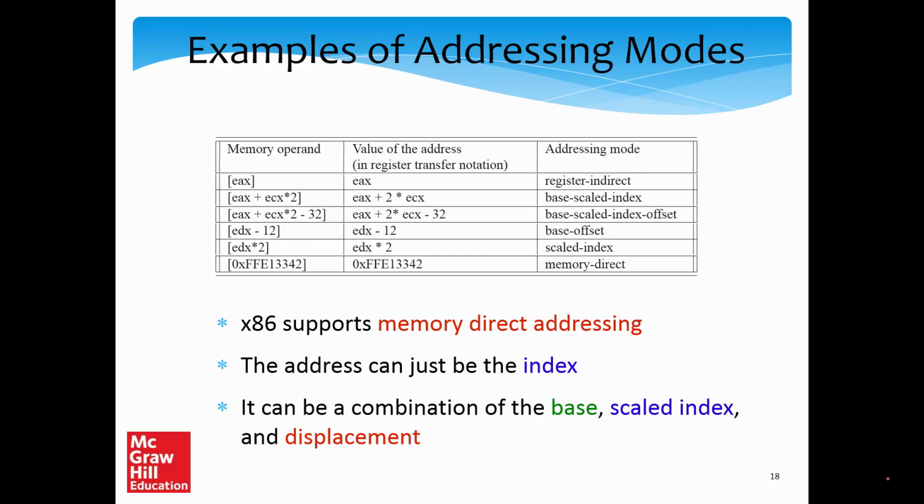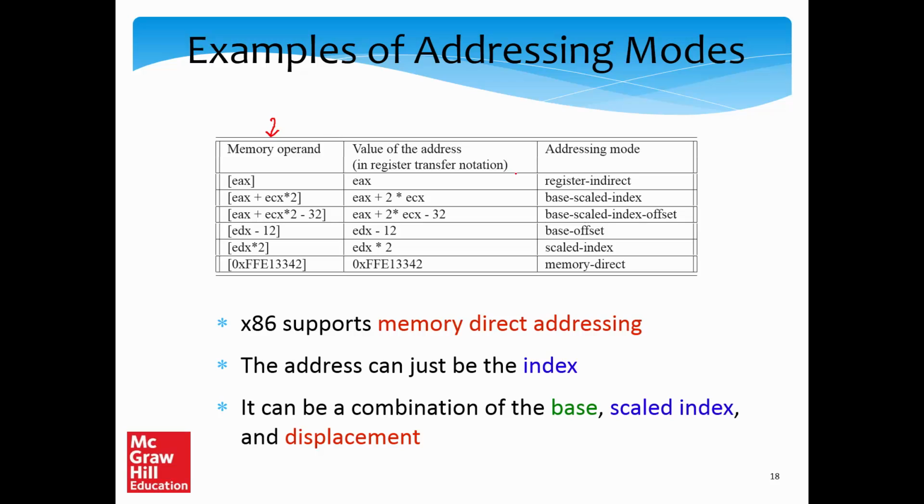Now let me give an example of addressing modes. Let us consider the memory operand as it is specified in the x86 assembly language, and the value of the address in register transfer notation. For this, go back to chapter 3, which will tell you what it is. We are just mathematically trying to represent what the address is like, and then the addressing mode. x86 supports many kinds of addressing modes.